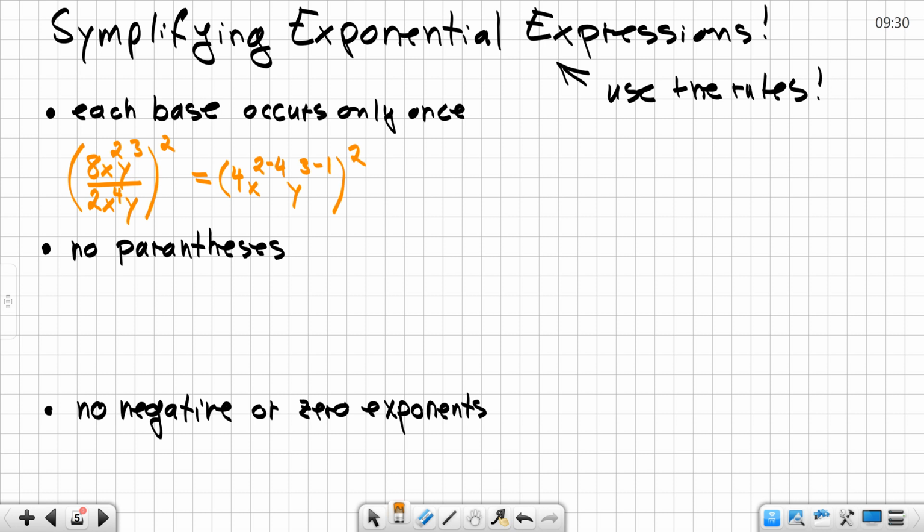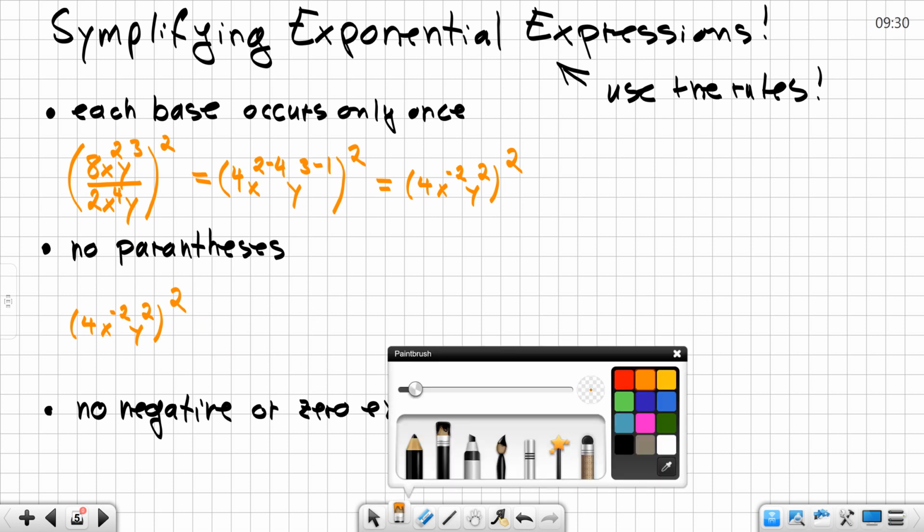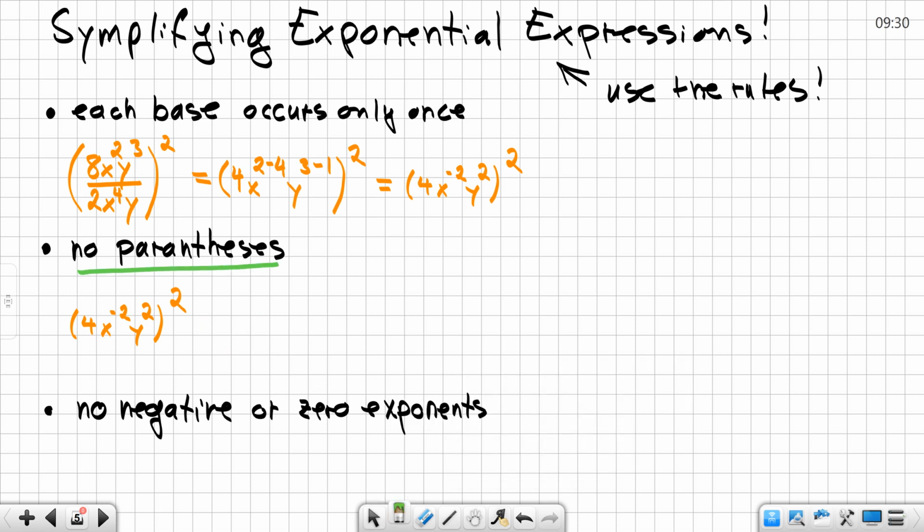Now I am going to further simplify this. I have 4x to the negative second, y raised to the positive 2, 3 minus 1 is 2, everything raised to the second power. So right now every base shows up exactly one time, but this is not enough if I want to simplify this exponential expression completely. No parentheses. So first, each base occurs only once.